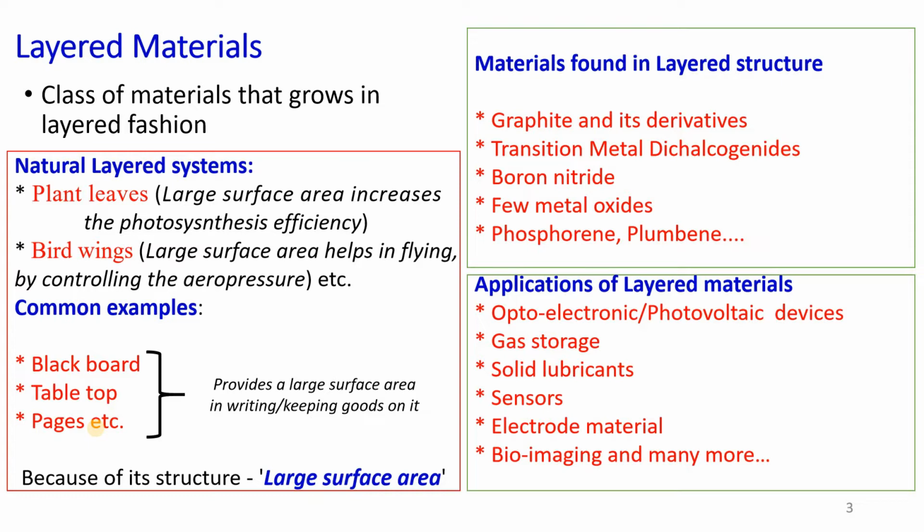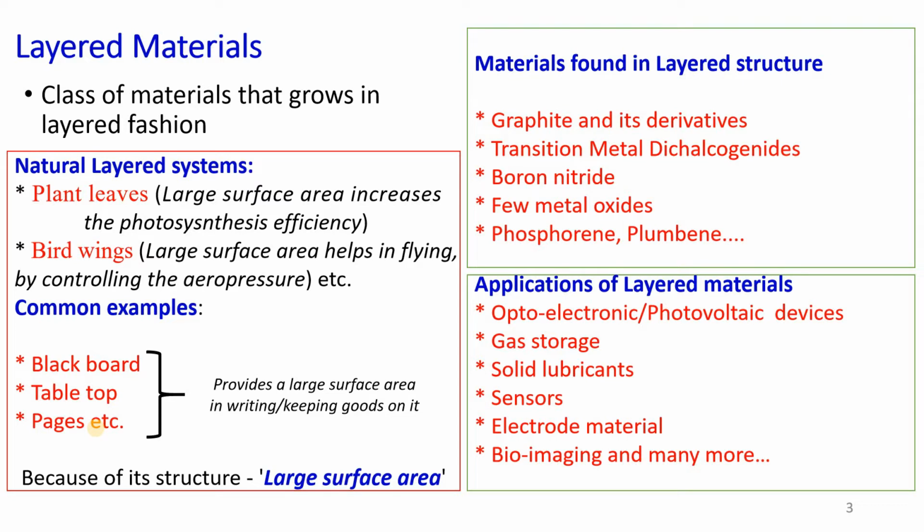In natural systems, we always have lots of examples of layered morphologies, like plant leaves, bird wings, etc. Because of their large surface area, they are quite effective for the purpose for which they are made. In day-to-day life, we also have some examples of layered morphologies, like blackboards, tabletops, pages, etc.